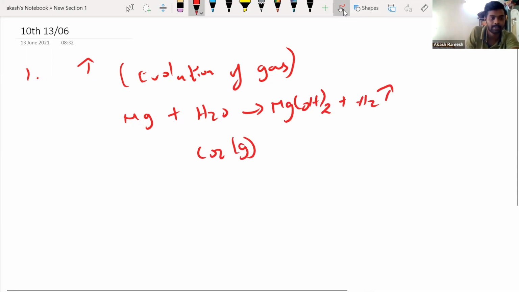Okay, next we went on to see this downward arrow mark. What do you mean by this downward arrow mark, people? What does it represent? Precipitate. Yes, right. This tells you that a precipitate is getting formed.